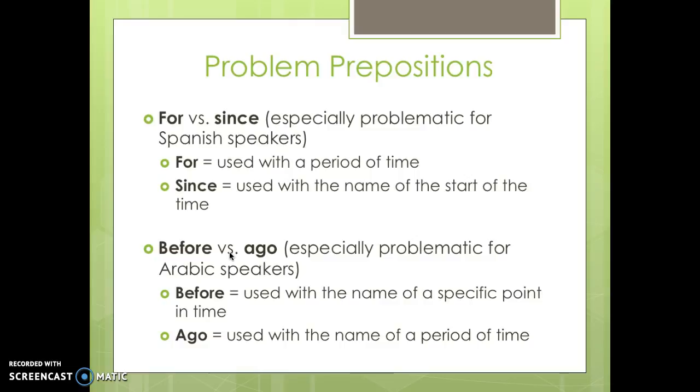Before versus ago, which is especially problematic for Arabic speakers. We use before with the name of a specific point of time, and we use ago with the name of a period of time. A speaker could say, my parents called me before 2 days, which is incorrect, and they should say, my parents called me 2 days ago.